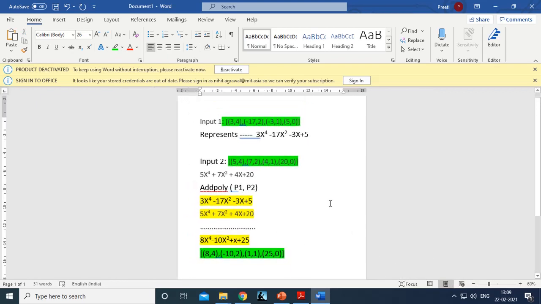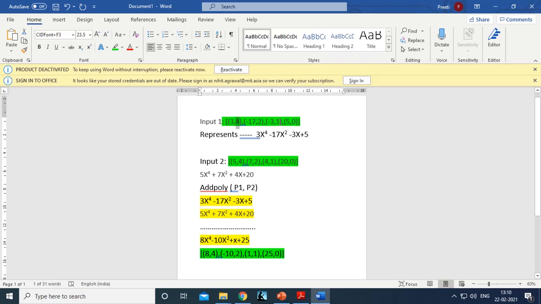So you have to think of the logic of how you are going to add these two. You have to check the second terms of each of these. There is also a condition given that the terms are always going to be in decreasing order of power. It will not be that x to the power 2 is given first, then x to the power 5. Whatever term has the highest power will be given first, then lower, then lower.